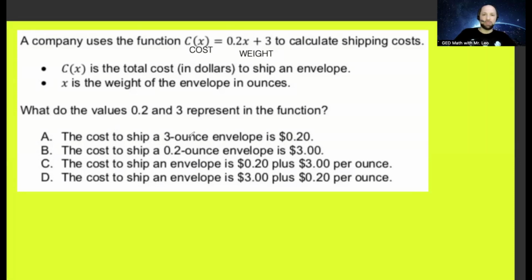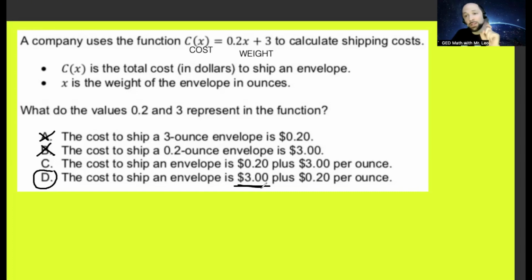The cost to ship a 3-ounce envelope is 20 cents. That's not what this is saying. That's not at all what this is saying. This is 20 cents times something plus 3. And then this is the reverse, also wrong. The cost to ship a 0.2-ounce envelope is $3. That's not it. So really it's C or D. And if you've been following what I've been saying, you'll notice that it's actually D. D is the answer. The cost to ship an envelope is $3.